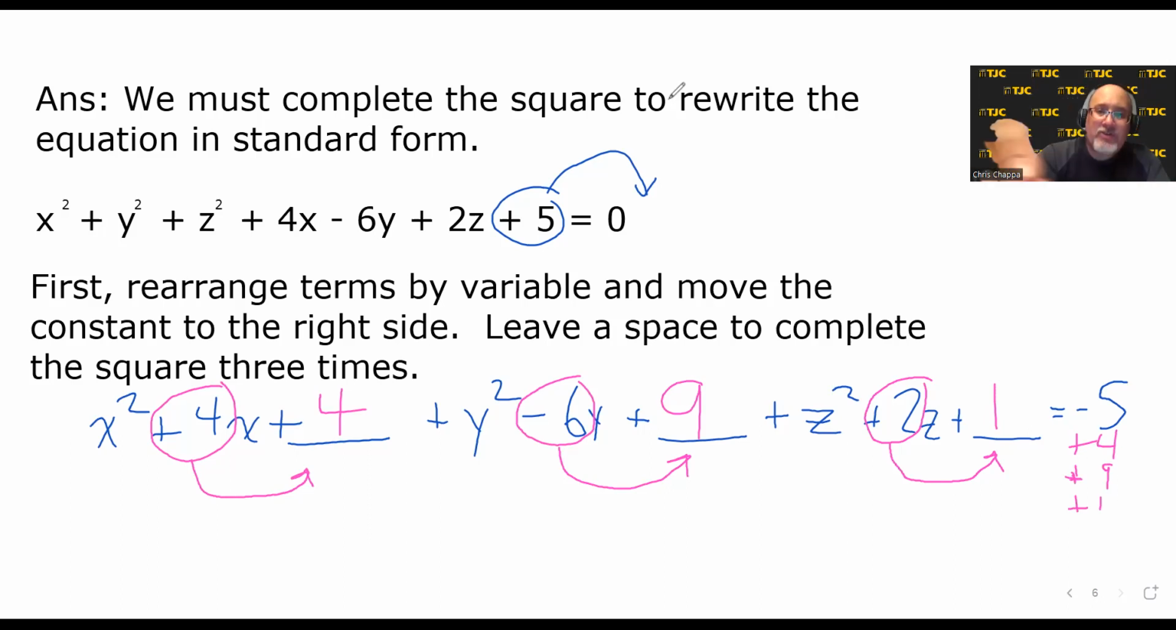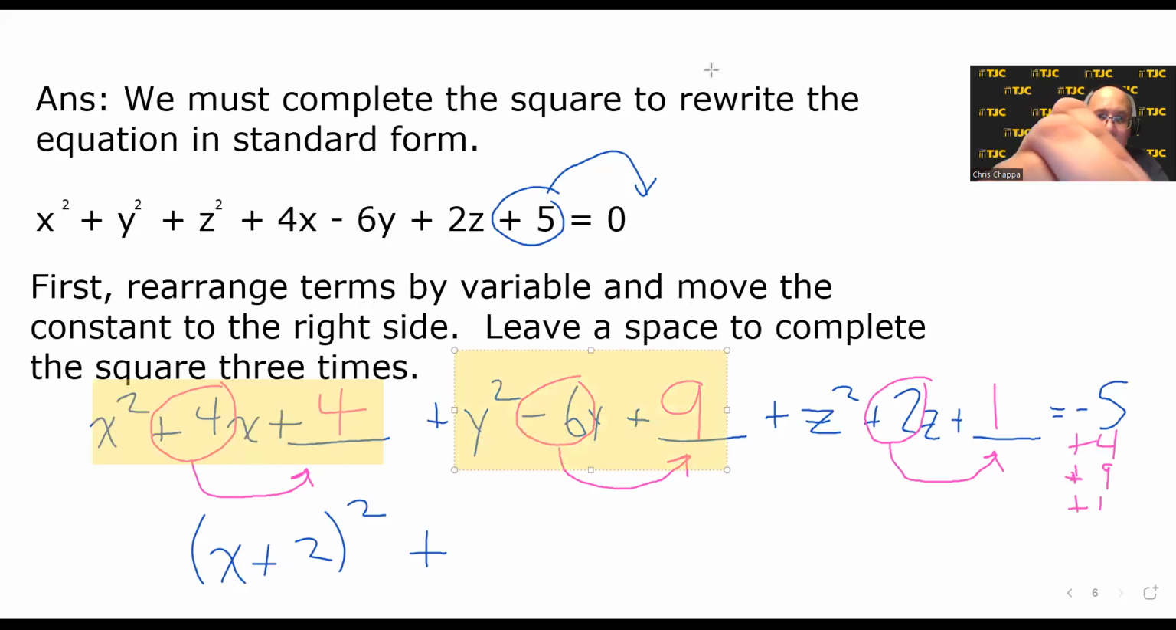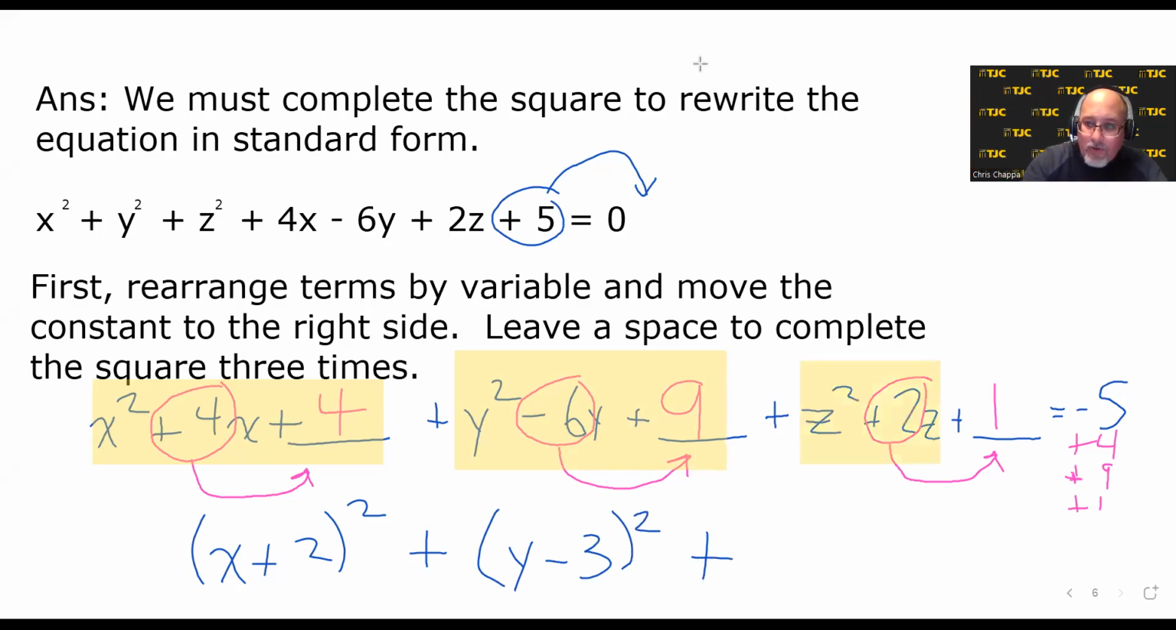Now, what's the consequence of all this? Well, all of the trinomials will factor into something squared. X squared plus 4x plus 4, that factors into x plus 2 squared. Plus, what about the y squared minus 6y plus 9? That factors into y minus 3 squared. And if you need help factoring, please let me know. I've got videos on that also. Plus, and then the third trinomial, z squared plus 2z plus 1, factors into z plus 1 squared.